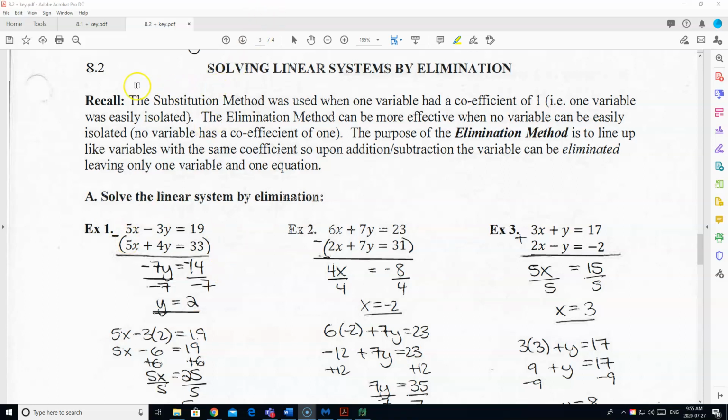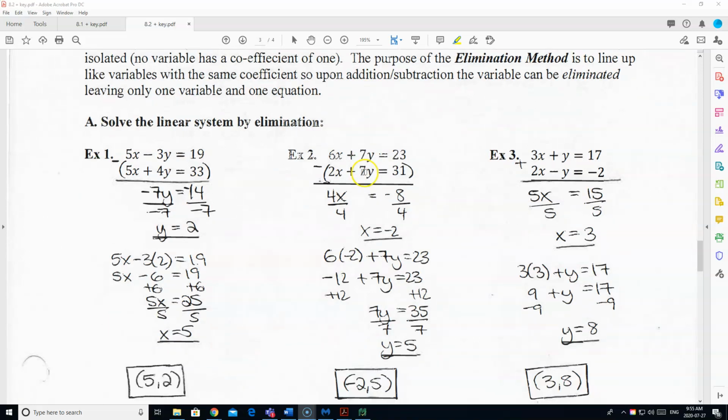Recall the substitution method was used when one variable had a coefficient of 1. One variable was easily isolated. The elimination method can be more effective when no variable can be easily isolated, so no variable has a coefficient of 1. The purpose of the elimination method is to line up the variables with the same coefficient, so upon addition or subtraction, the variables can be eliminated, leaving only one variable in one equation. Okay, so example 1 here.